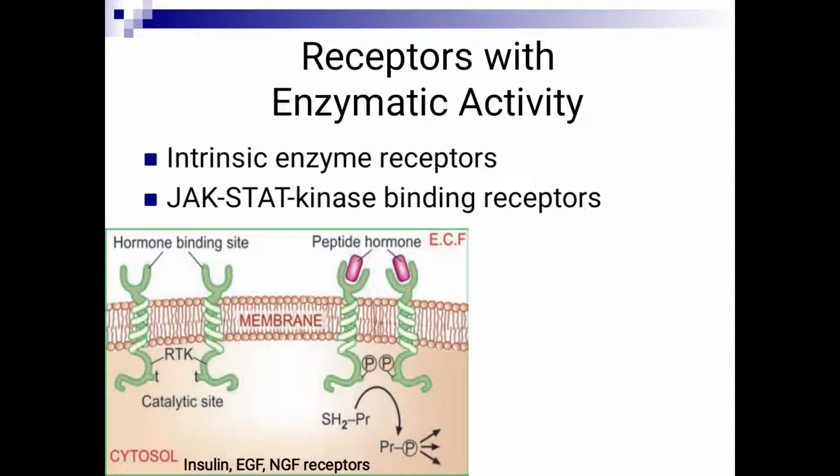In the figure you can see there is a membrane, and in the membrane there are two helices. On the left side you can see two helices. The outer side is the hormone binding site, the inner side is the catalytic or enzymatic site. When any ligand or drug binds to the outer side, mainly peptide hormones, the two helices come near each other and dimerization of the helices occurs.